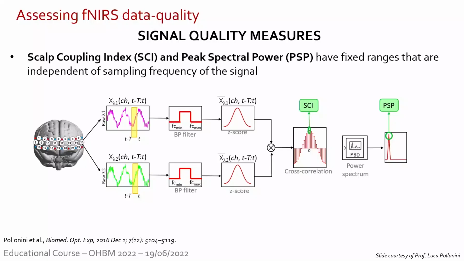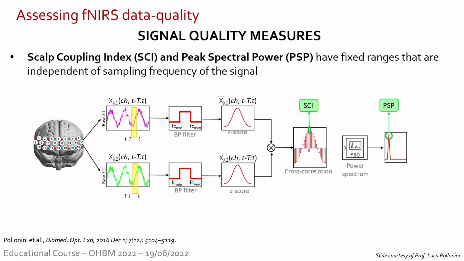So basically, if you have your raw signal from both wavelengths, you can see in that case it's a good signal, you see the cardiac pulsation. If you bandpass filter the signal where you think the cardiac pulsation happens, and then you normalize and cross-correlate the 2 signals, you get a function like this, and that's what we call the scalp coupling index. And of course the user needs to define a threshold to understand what's good and bad.